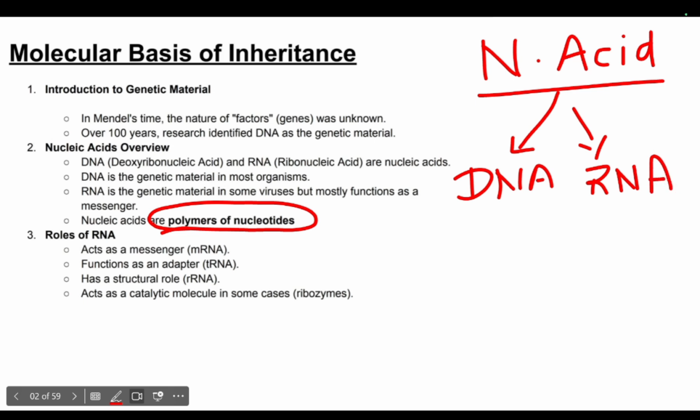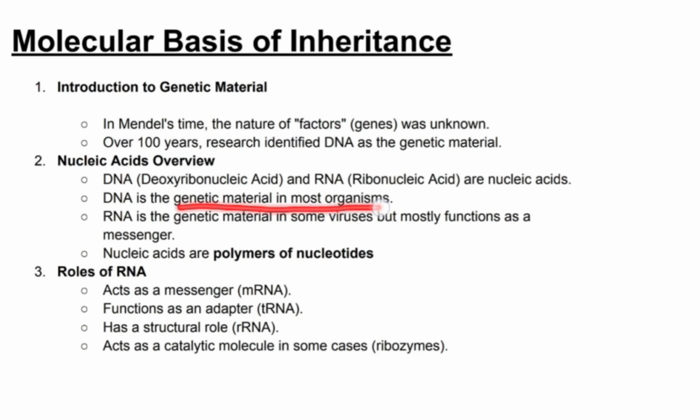DNA is deoxyribonucleic acid, and RNA is ribonucleic acid. Here DNA mainly acts as the genetic material, and RNA can also act as genetic material, but only in some viruses. Mostly RNA can function as a messenger. It can function as an adapter, as in tRNA. It can also have a structural role, as in rRNA, and it has a catalytic role.